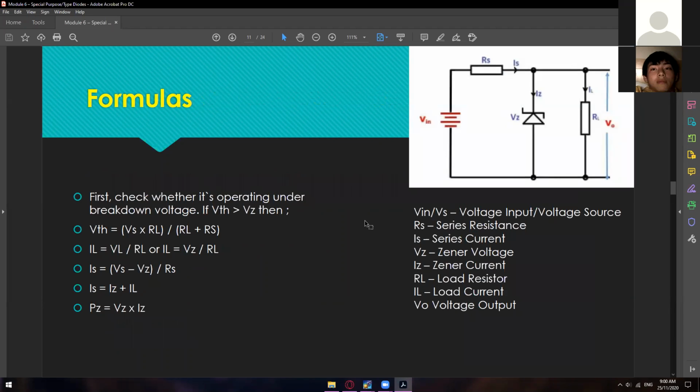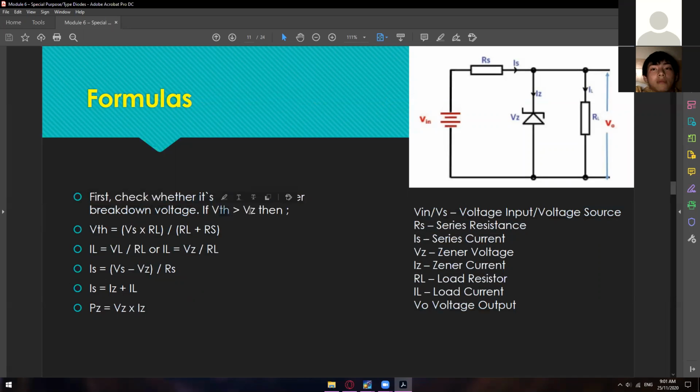All right. So talking about the formulas, we have VTH, IL, IS, and then the PZ. If you take a look at this one, we have a condition before proceeding to solve for those missing variables. First, you have to check whether it's operating under breakdown voltage, wherein VTH is greater than VZ.